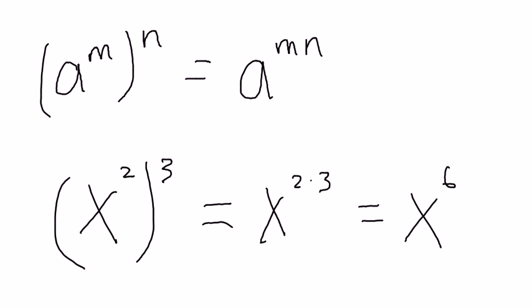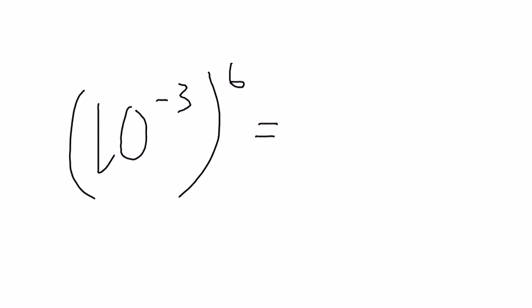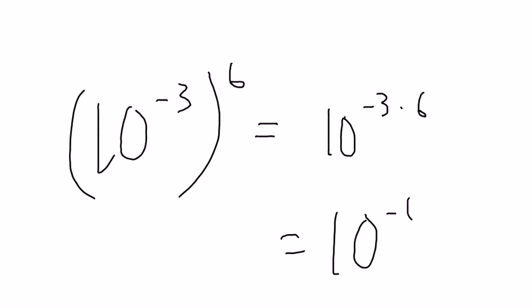Looking at another example, let's look at 10 to the negative 3rd, to the power of 6. This will simply become 10 to the negative 3rd times 6, which is 10 to the negative 18.